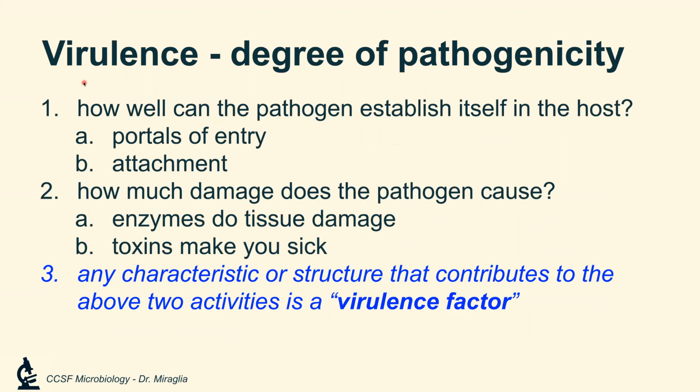All right, I already said that virulence has to do with the degree of pathogenicity, and the kinds of things that affect virulence have to do with how easily it gets into the host. It has to do with how well it's able to attach to the host, because it has to get in and then it has to stick. It has to attach effectively in order to begin to cause disease. Then once it gets in you, how much damage does it cause? Some bacteria make enzymes that do tissue damage. Some bacteria make toxins that cause all sorts of different illnesses. And so these kinds of features of a pathogen we refer to as virulence factors.